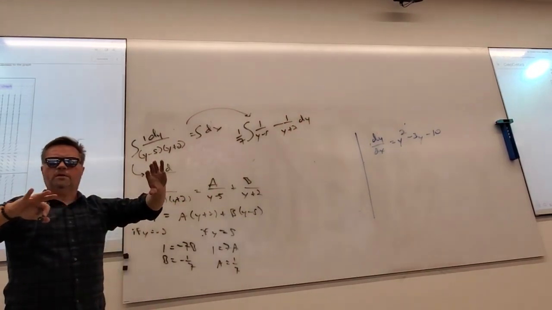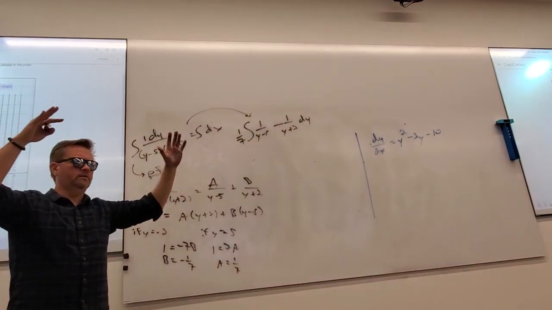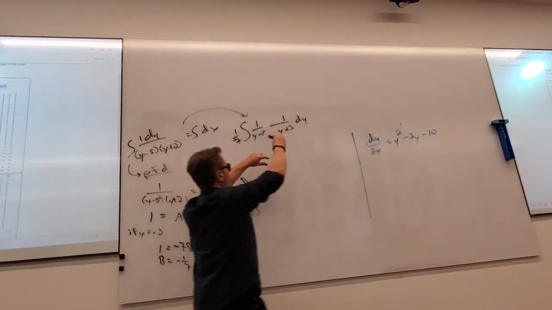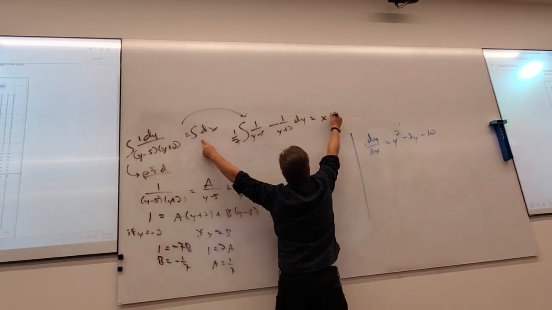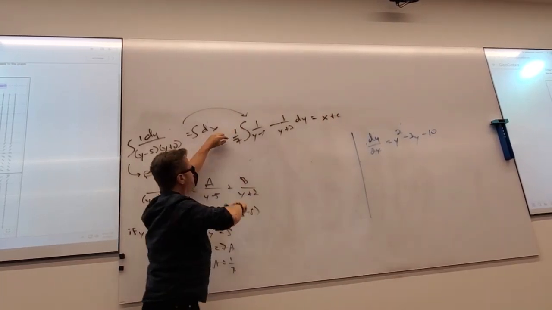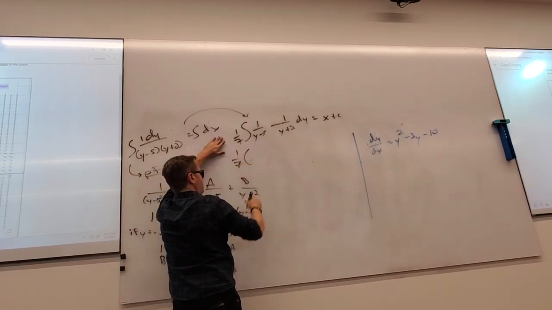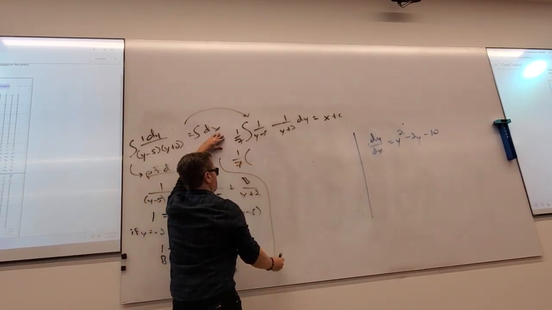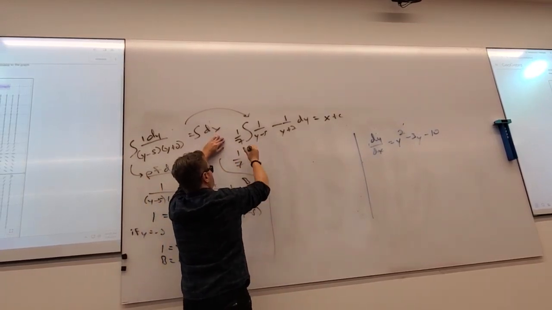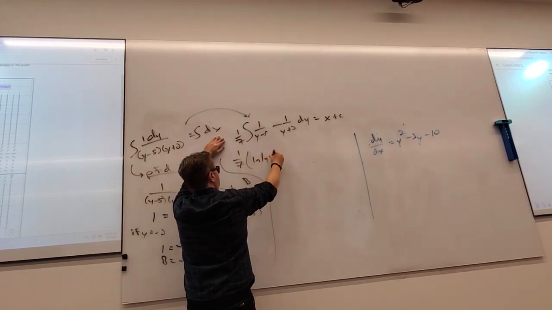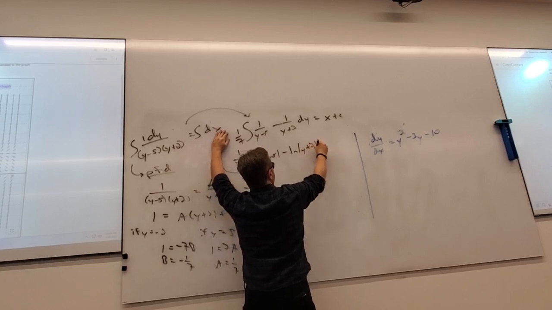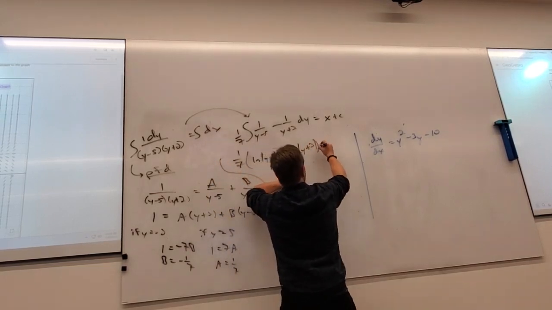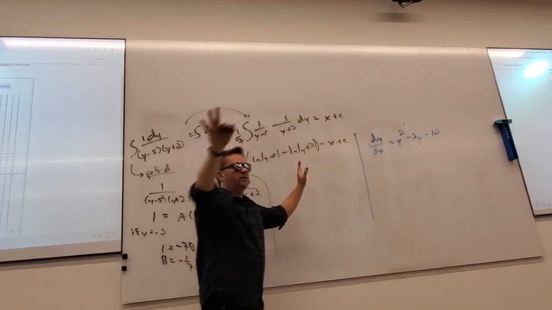You guys all with me? Does that come back a little bit? And on this side, of course, I just get x plus c. So this would be 1/7. Good, 1/7. Gotcha. Natural log of y minus 5 minus natural log of y plus 2 equals x plus c. Everybody with me so far?